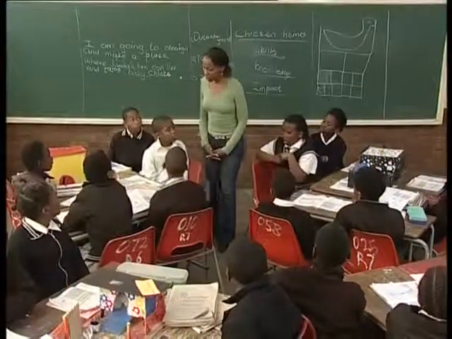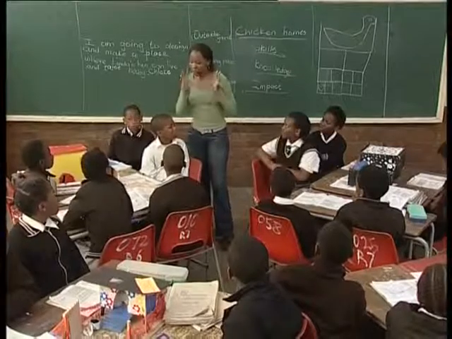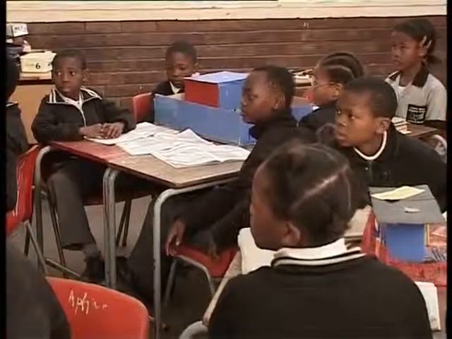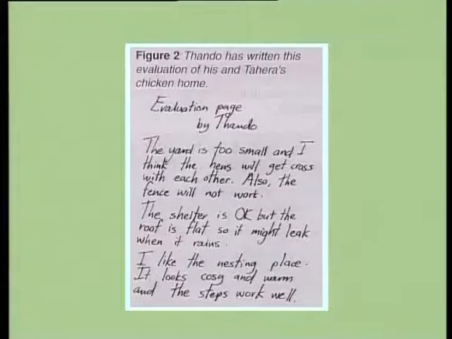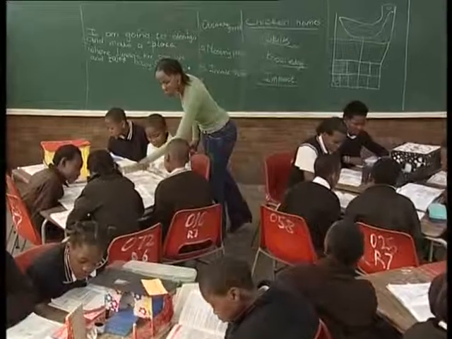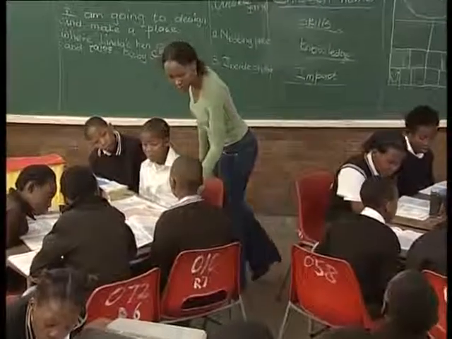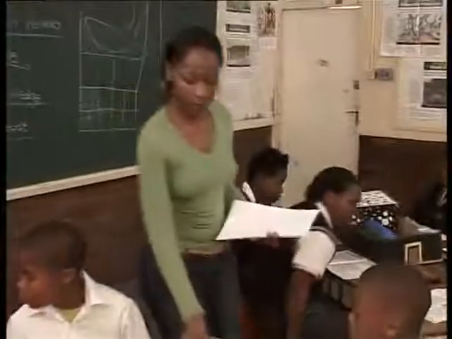Guys, we've done evaluation. Now we're going to do some portfolio work. Okay. So I want you to use your minds fresh from evaluation to do the evaluation page. If you can all look at page 35, there in figure 2, Thando has written the evaluation of his and Tahira's chicken home, the one that we evaluated first. So now I want you to evaluate your own project. Each group, you evaluate your own project. I'm going to give you the pages for the portfolio and you do the evaluation page for me. But your own project, okay?